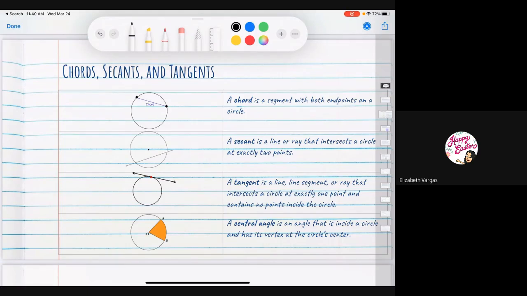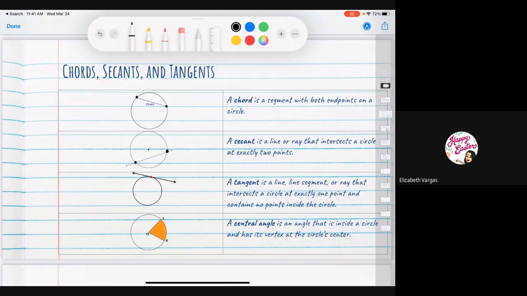A secant, on the other hand, is a line or ray that intersects the circle at exactly 2 points. So basically the secant would be this line right here, and it runs through the circle. It runs past the circle, but it does intersect at exactly 2 points. Okay, so that's a secant.